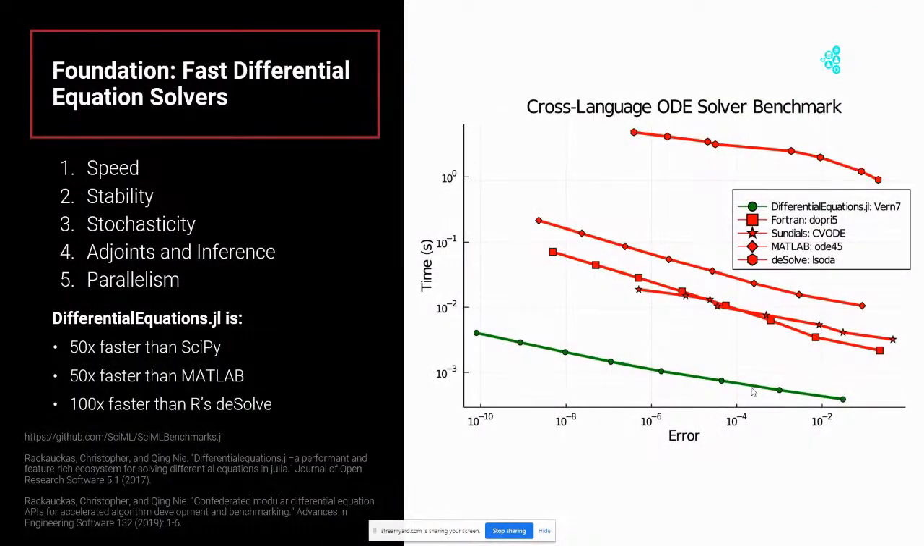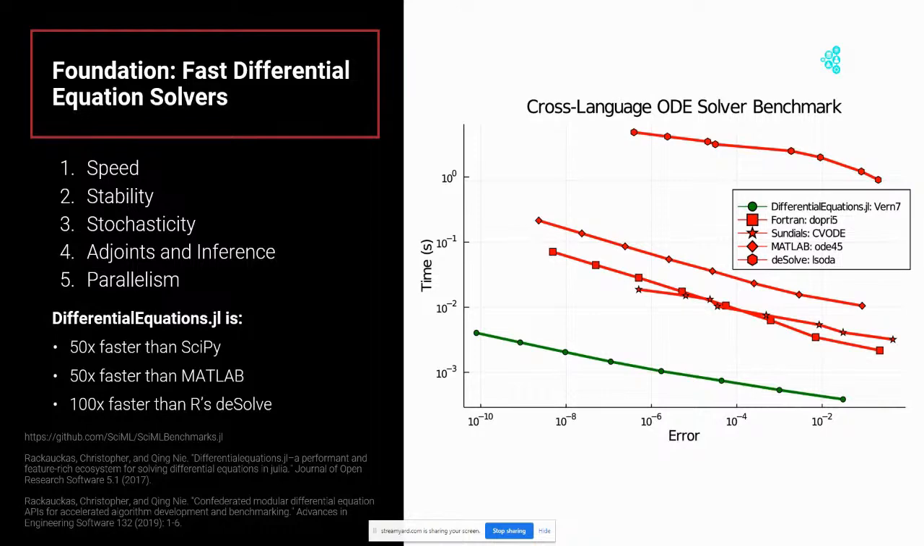And so what is actually in this package ecosystem? Well, the very foundation of it is that physical models are written as differential equations, and so we made sure to build very fast differential equation solvers. This is DifferentialEquations.jl. It generally gets about 50 times faster than SciPy, 50 times faster than MATLAB, and about 100 times faster than R's deSolve.